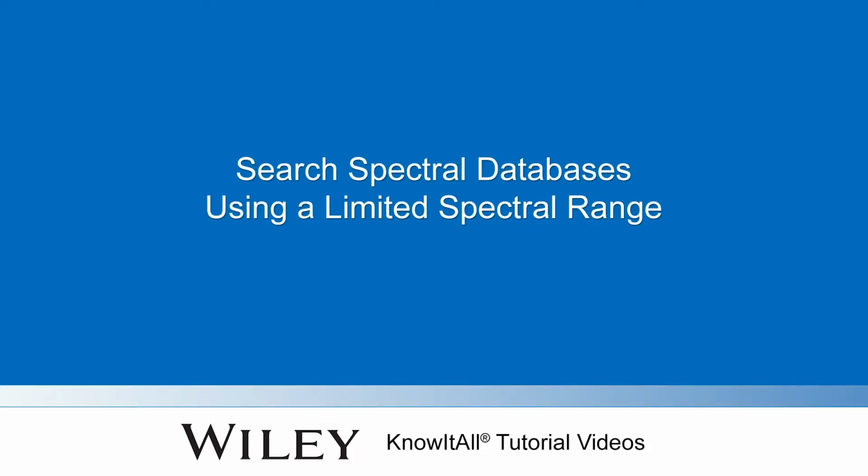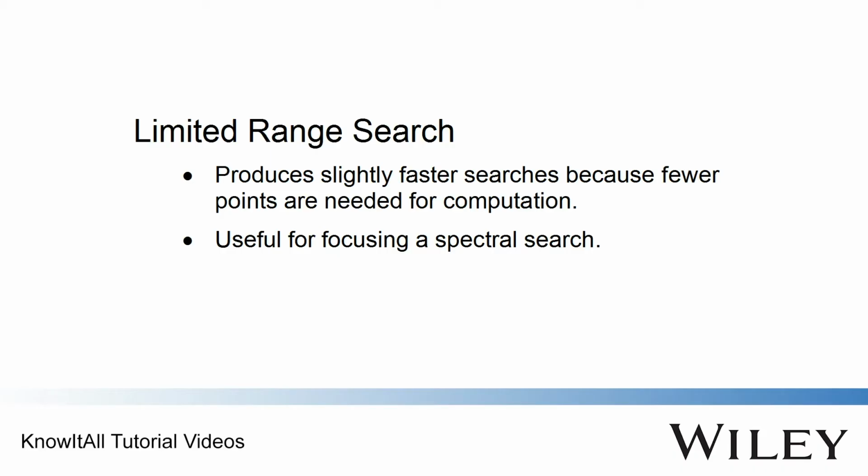Welcome to a demonstration of how to search databases using a limited-range spectral search. Using a limited-range spectral search is slightly faster because fewer points are needed for computation. Using a limited range also focuses a spectral search on feature-rich areas such as the fingerprint region below 1500 wavenumbers, and can be used in place of spectral subtraction by ignoring regions where impurities have peaks.